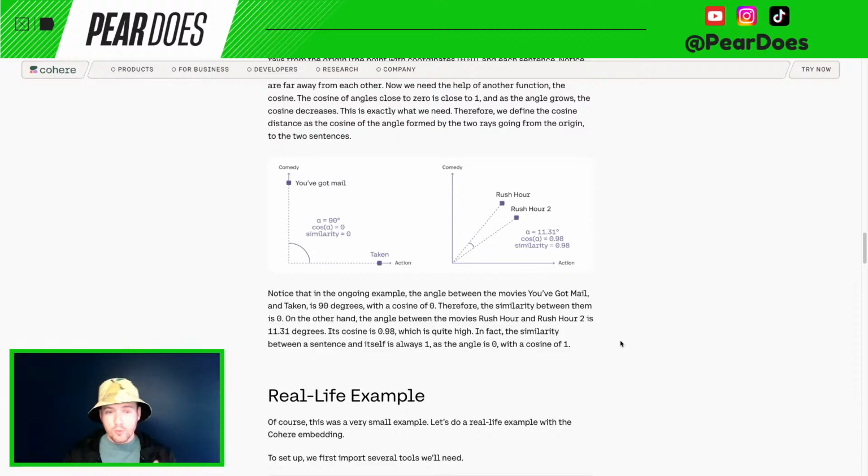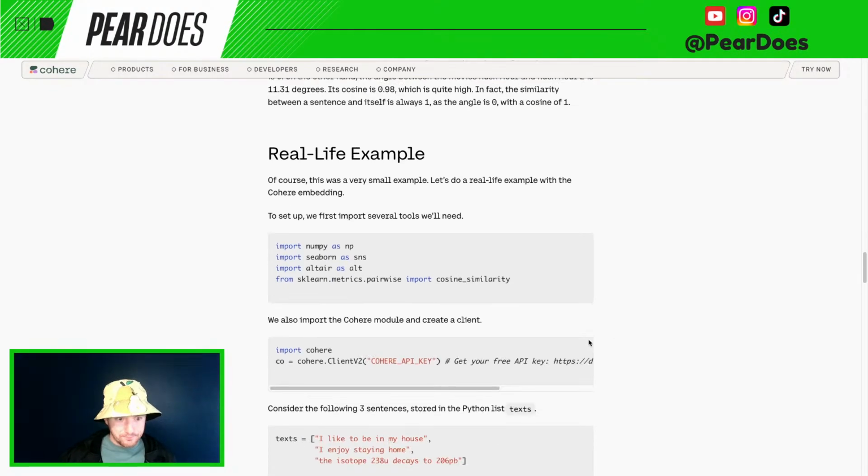Whereas if we do Rush Hour and Rush Hour 2, we can see that the cosine is 0.98. It is very, very close to 1, meaning that they are very similar. And so we can see how the cosine distance can be used to see how similar or dissimilar movies or sentences can be.